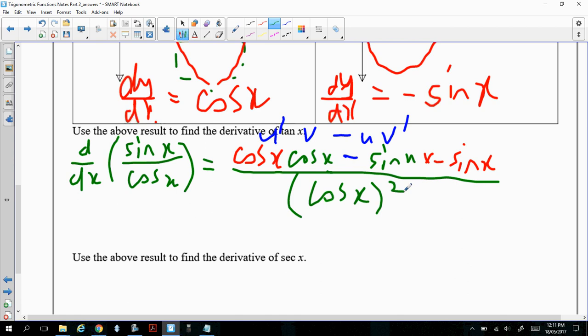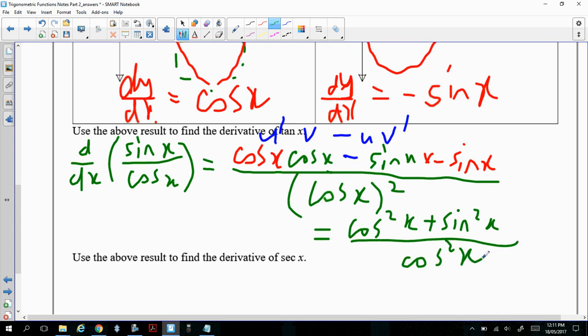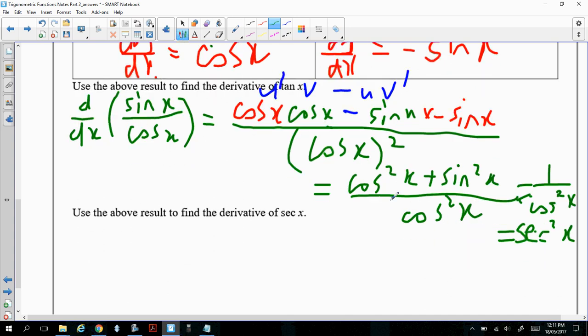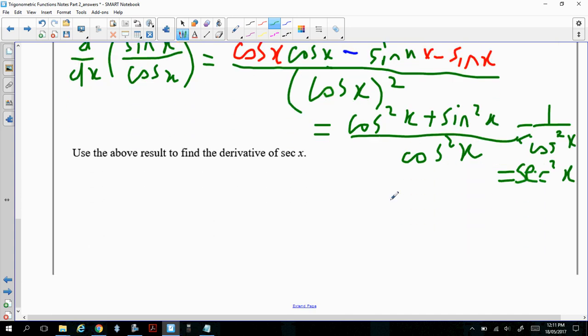Then if we simplify it, we get cos squared x plus sine squared x over cos squared x. And what's cos squared plus sine squared? It's 1. So we get 1 over cos squared x. And because it's 1 over cos squared x, I can write it as sec squared x. So the derivative of tan x is sec squared x.